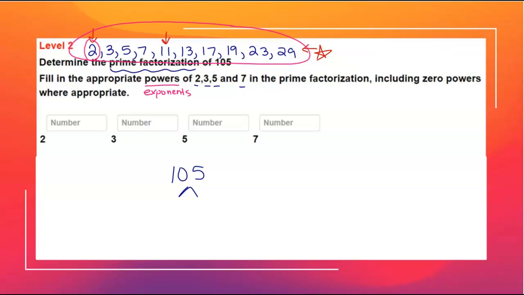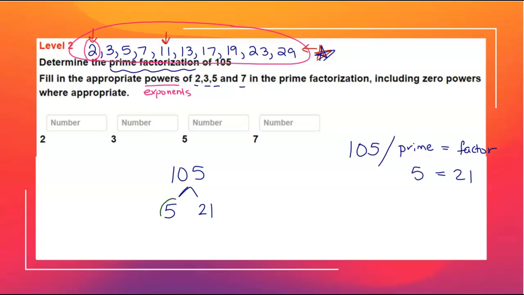So we need to know which prime numbers multiply to this 105. Instead of playing the guess and check game, 3 times what is 105, let's take 105 and divide by a prime number to find the other factor. So I'm going to take 105. I notice it ends in a 5, so I'm going to divide by 5 first. And 105 divided by 5 is 21. So that means 5 and 21 are factors of 105.